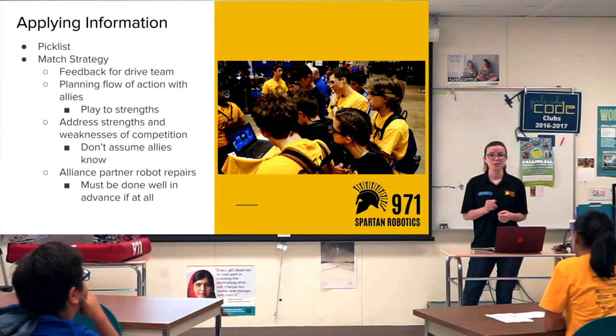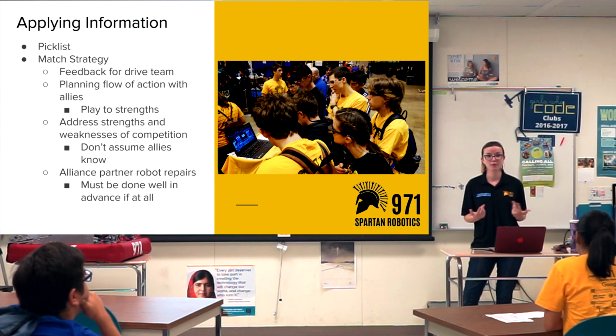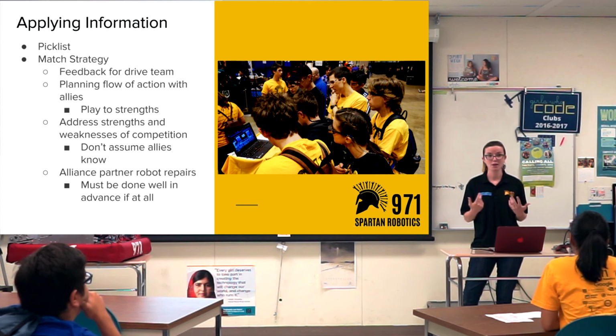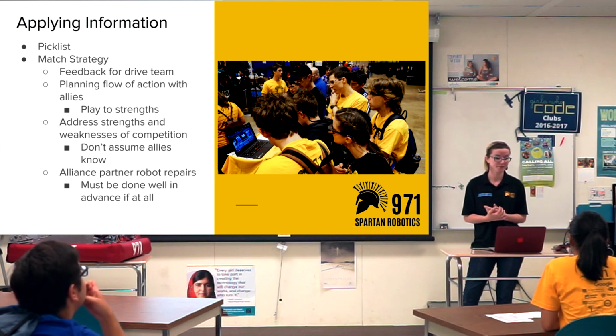Don't assume your allies know. You don't know what kind of scouting they're doing. Ask them, see what information they can share. But in terms of letting them know about the weaknesses of your opponents, like saying, hey, this robot is really defendable if you get them at this angle or something, don't assume they know that. Share it with them. It'll help the entire alliance.